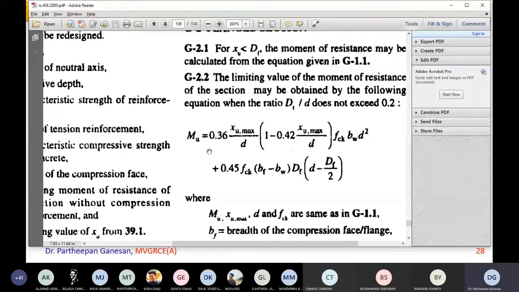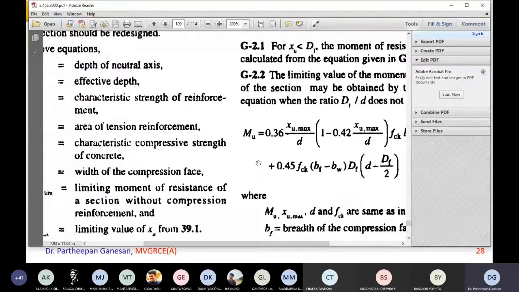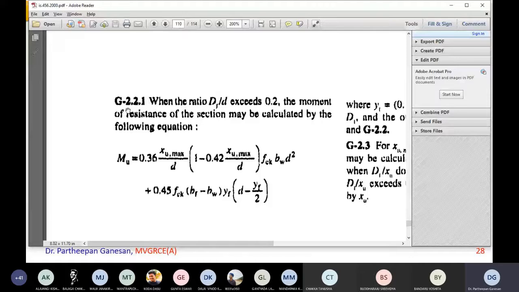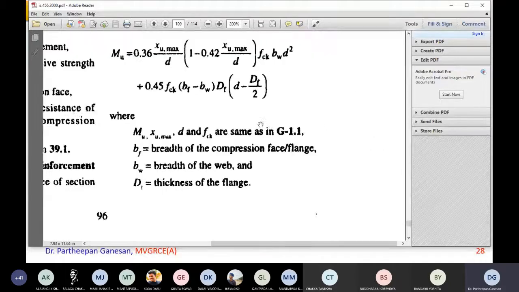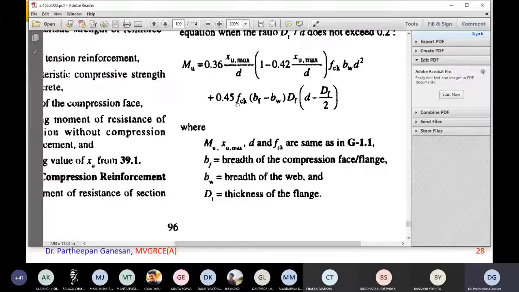Right here, M is equal to 0.36 XC max by D (1 minus 0.42 XC max by D) FCK BW D square. This is G 2.2 equation. This is G 2.2.1 equation. Everything same except that here it is YF. In these two places it will be YF. In the above equation it will be DF. That is the only change. Now this is case 4.